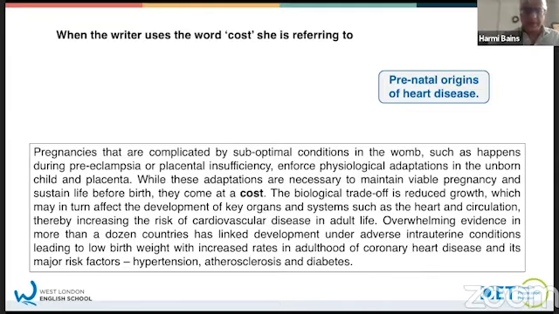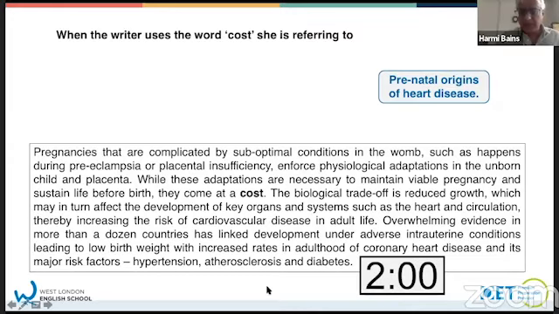What you're reading about is the prenatal origins of heart disease. Okay, let's give it a go, guys. The clock is ticking. You've got a minute to read, and then after a minute, you're going to see the answer options.